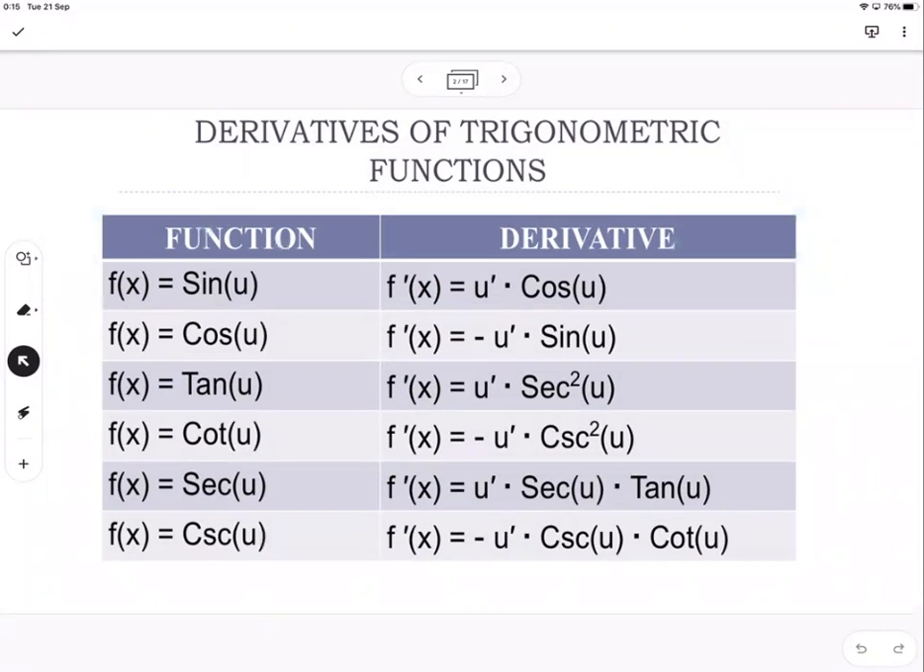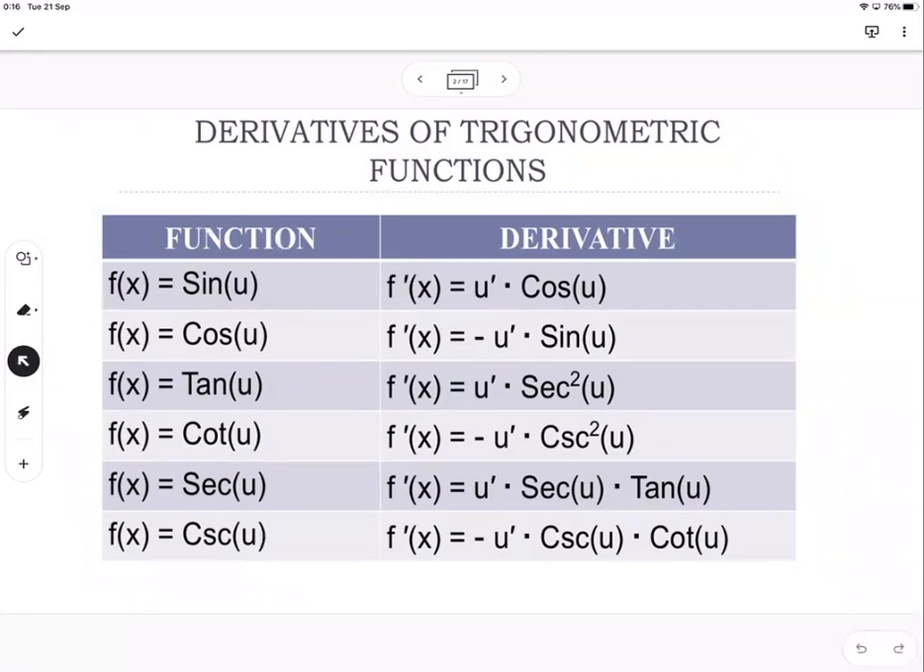The rule of sine is u prime times cosine of u. The rule of cosine is negative u prime times sine of u. The rule of tangent is u prime times secant squared of u. The rule of cotangent is minus u prime times cosecant squared of u. The rule of secant of u is u prime times secant times tangent of u. And the rule of cosecant of u is minus u prime times cosecant of u times cotangent of u.